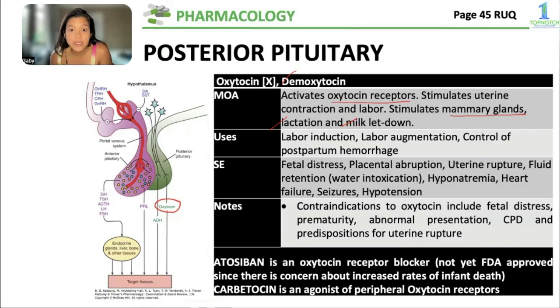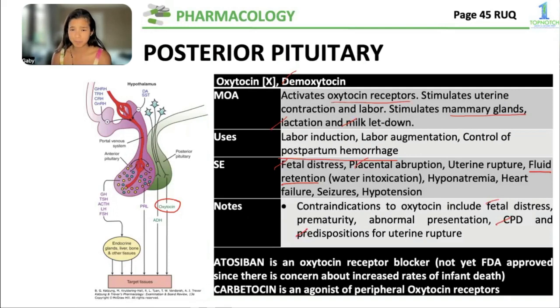So again, its uses are in labor induction and labor augmentation. And it is also used in the control of PPH or postpartum hemorrhage because it stimulates uterine contraction, therefore also stopping uterine hemorrhage. Its side effects can be things like fetal distress or placental abruption. It can also cause fluid retention, leading into water intoxication because of hyponatremia, heart failure, seizures, and can sometimes also cause hypotension. Now, whenever we notice fetal distress, or cephalopelvic disproportion or predispositions to uterine rupture, we try to avoid giving oxytocin.